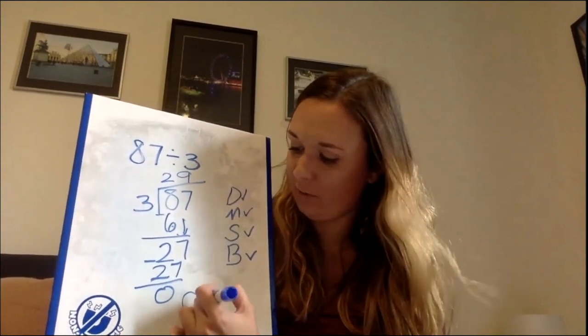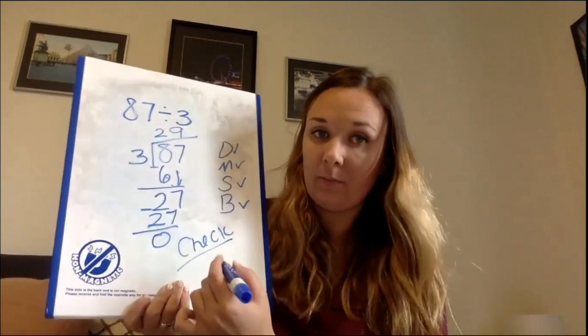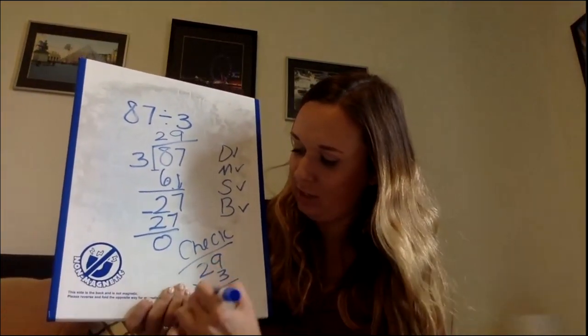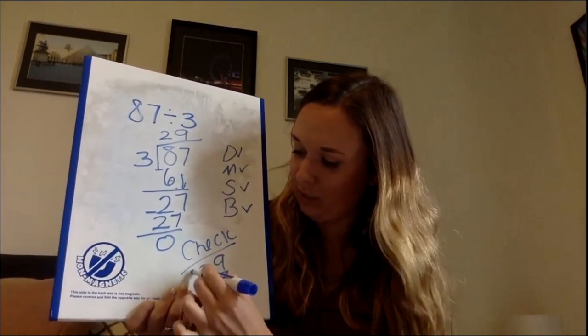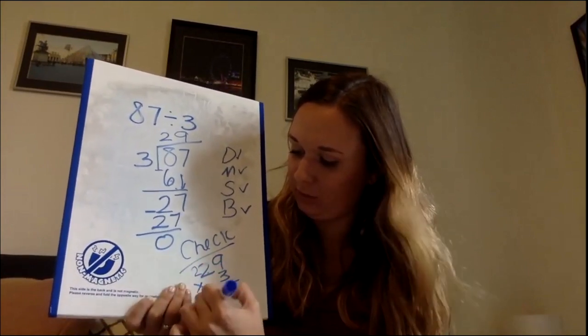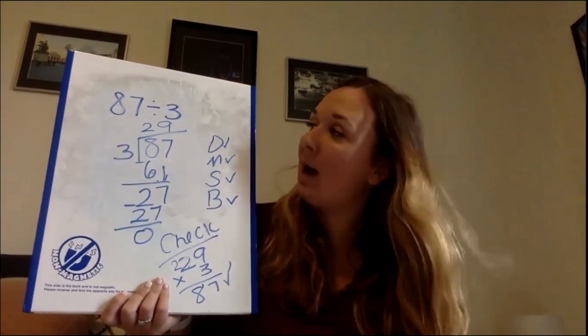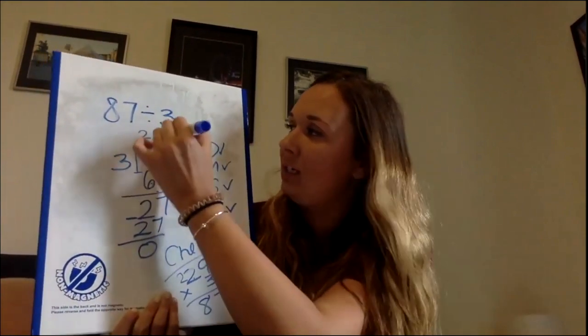I can check my work by doing 29 times 3. 9 times 3 is 27. 3 times 2 is 6, plus 2 is 8, and I got my starting number of 87. So we would say that Mallory can buy a pound of oranges for 29 cents.